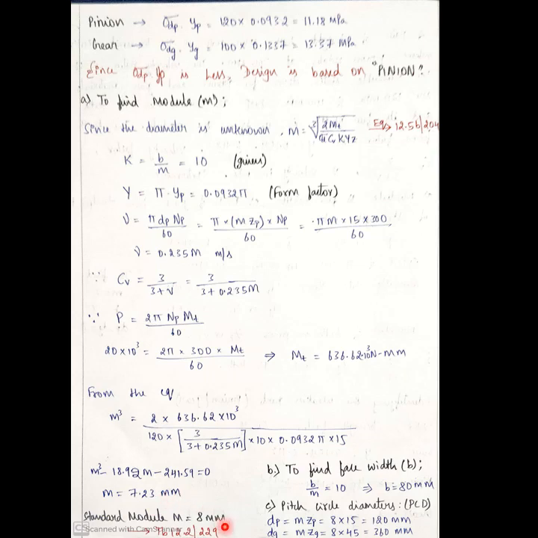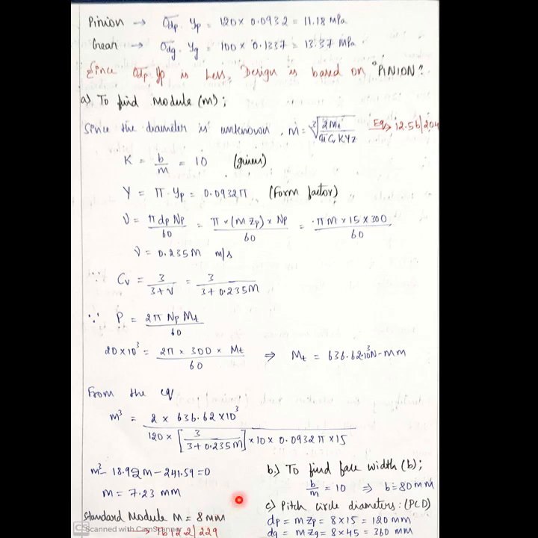If you go to page number 229, that is table 12.2, there you check 7.23. The next nearest standard is 8, that is the preferred one, there will be a bracket marking preferred 1. So that you have to take. Now the standard module is 8.